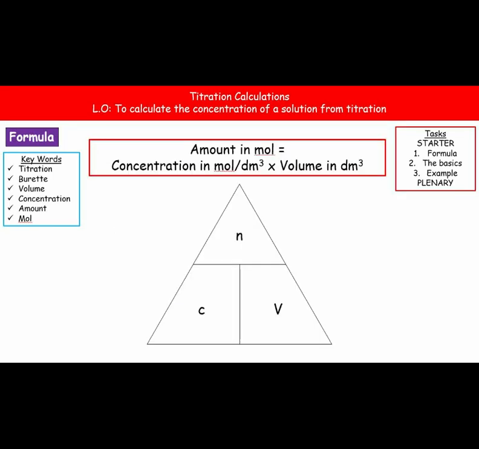Now, the key thing we really need to know for this entire lesson is the formula we've got on the screen here. So the amount in moles is the concentration in moles per decimeter cubed times the volume in decimeters cubed. And I've given you the triangle as well. So make sure you've got that written down. I'm just going to give you a few more seconds to get that finished in your books.